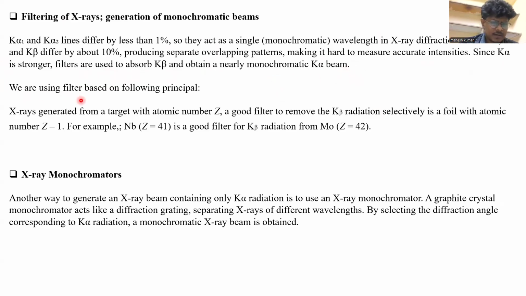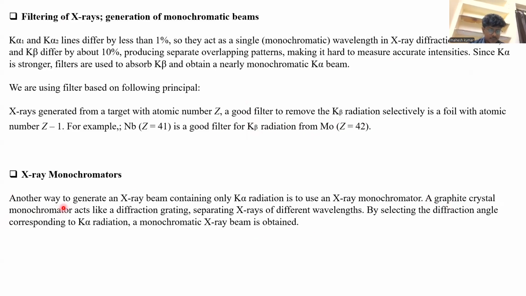We are using the filter based on the following principle. X-rays are generated from a target with atomic number Z. A good filter to remove the K beta radiation selectively is a foil with atomic number Z minus 1. For example, niobium, 41, is a good filter for K beta radiation of a molybdenum source, Z 42. I will explain this clearly in the next slide with a pictorial explanation.